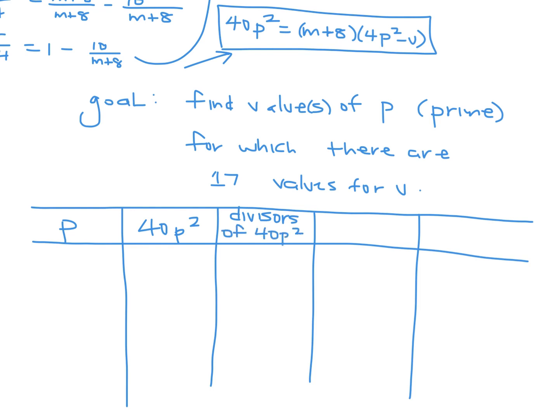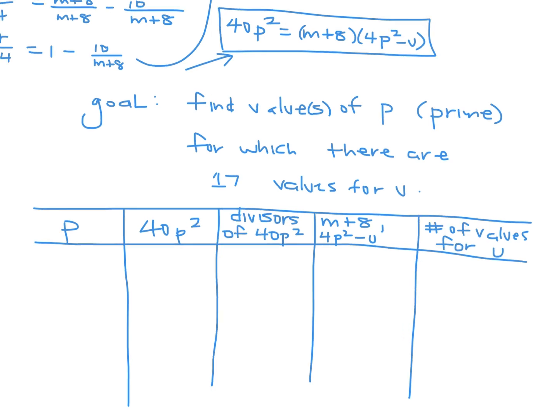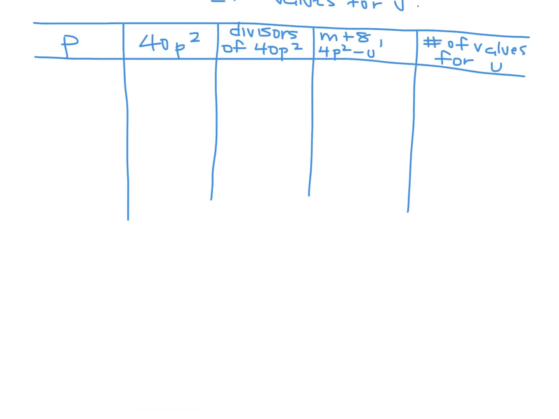And then we have our m plus 8, and then our 4p squared minus u. And then we have the number of values for u. Okay? So here we go. And then we got to test different prime numbers. So what's the first prime number? It's 2, and then the next prime number is 3, then the next prime number is 5, then the next prime number is 7, and then all the other prime numbers that are greater than or equal to 11.